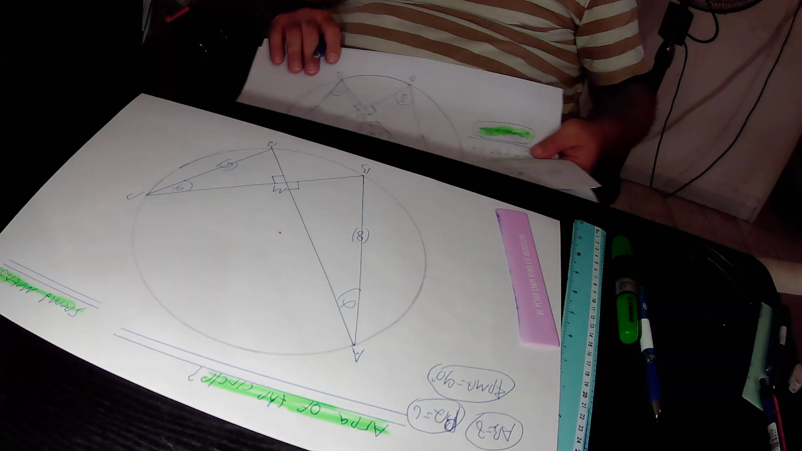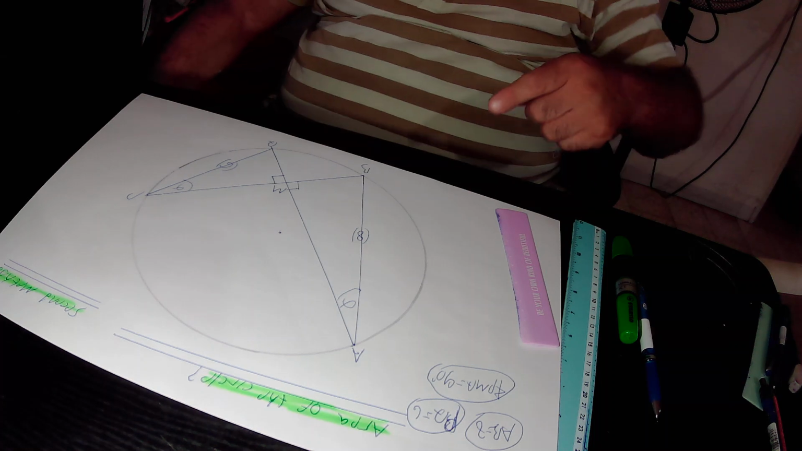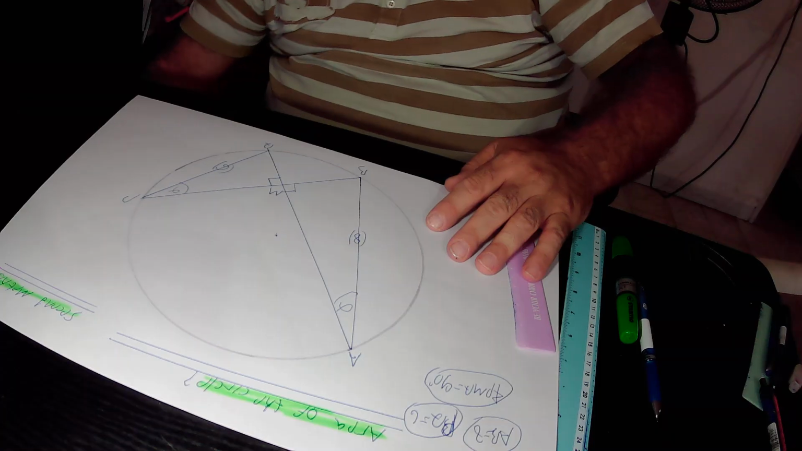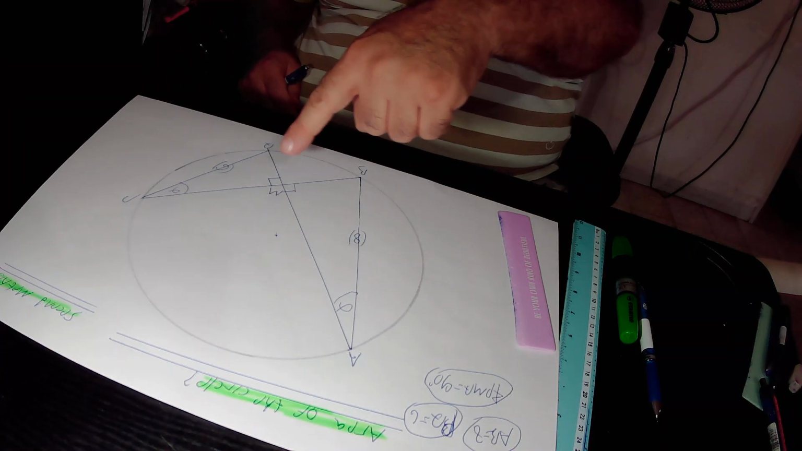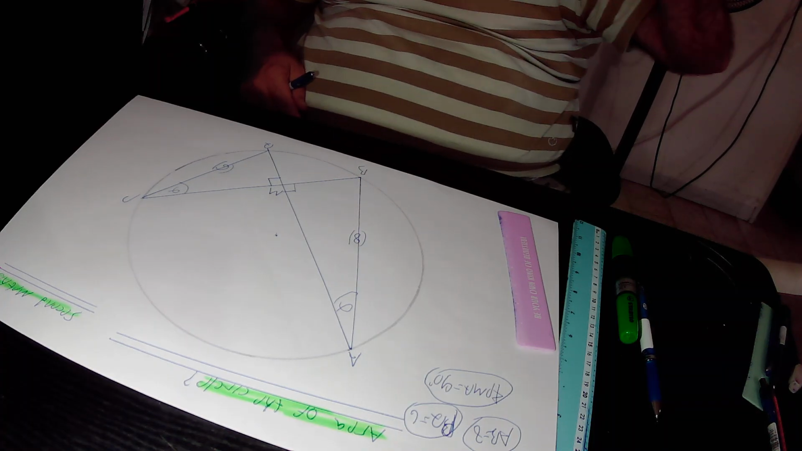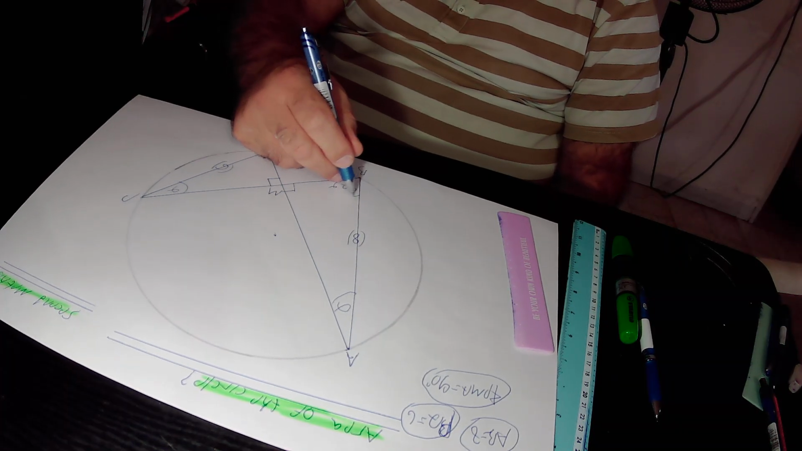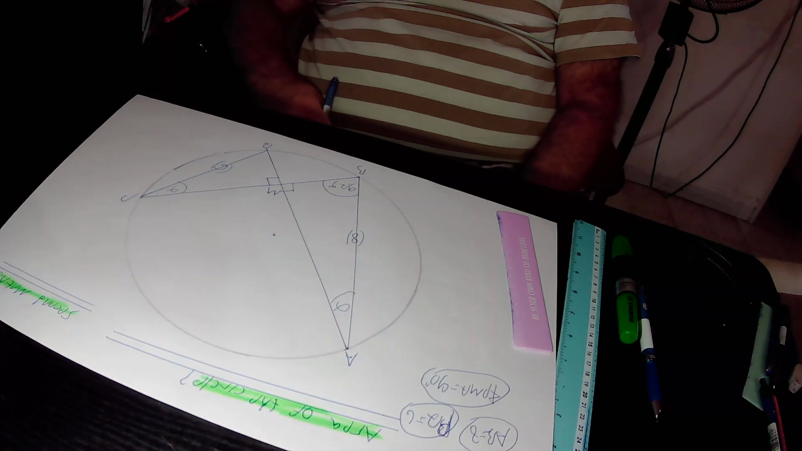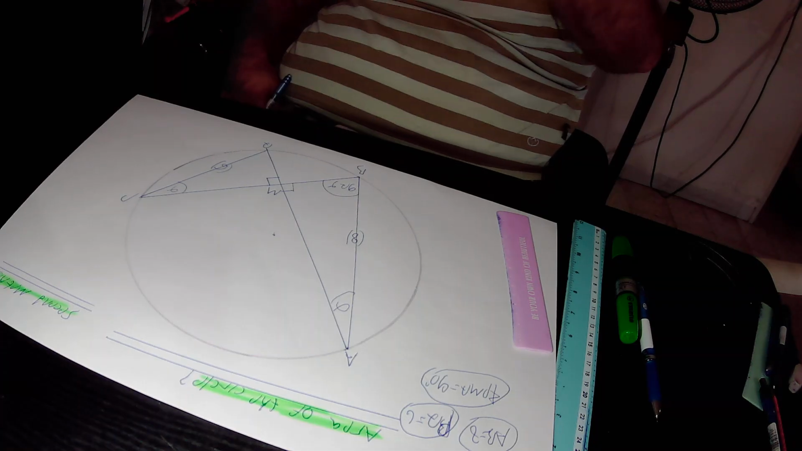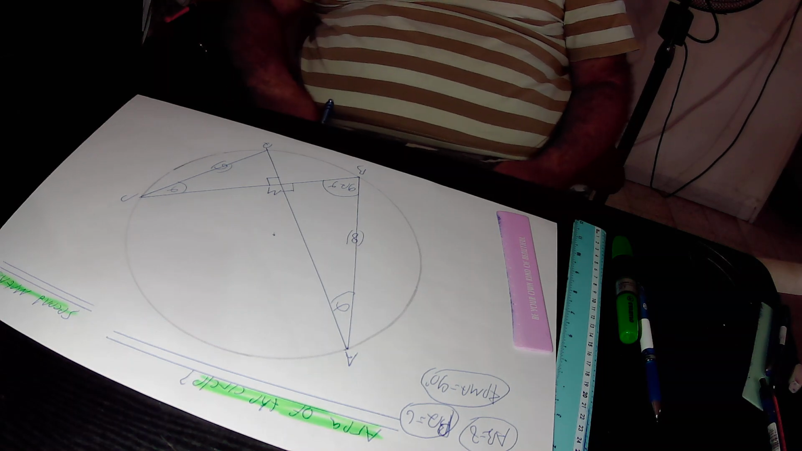So we have the right triangle AMB. In the right triangle AMB, this angle equals alpha, this angle equals 90 degrees, and therefore this third angle must be equal to 90 degrees minus alpha. Why? Because 90 degrees minus alpha plus alpha is 90 degrees, and 90 degrees plus 90 degrees is equal to 180 degrees. That is the sum of the angles in any triangle.